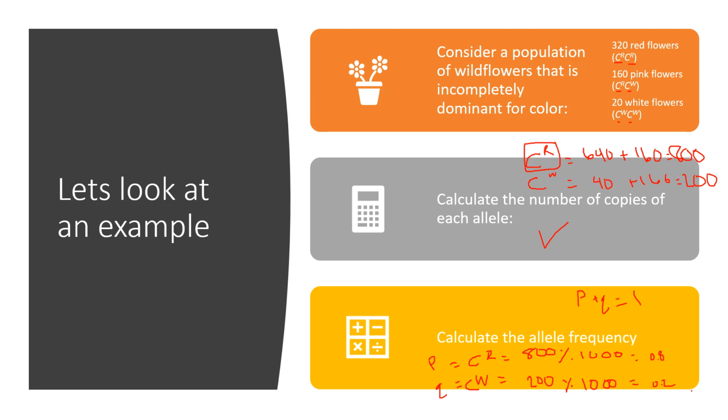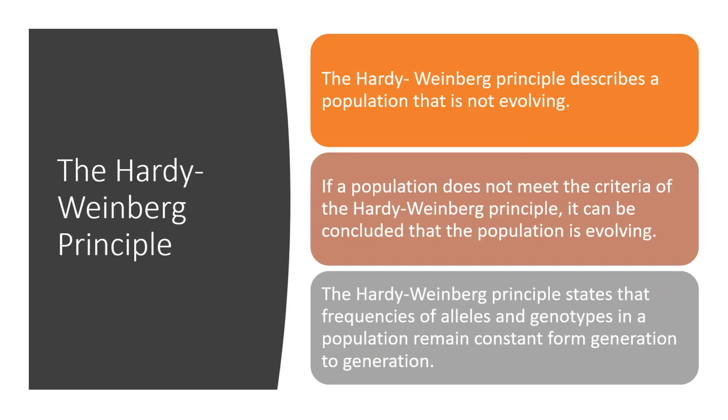0.2. Okay, and if we add this together, 0.8 plus 0.2, does it equal 1? Yes, it does. So we're good. Okay, and so you can see how we can use these values to calculate these frequencies. These frequencies are important because they're going to be used later on. So let's dive into this.